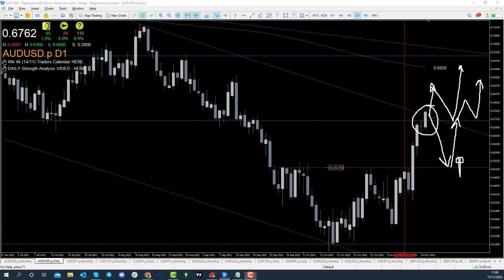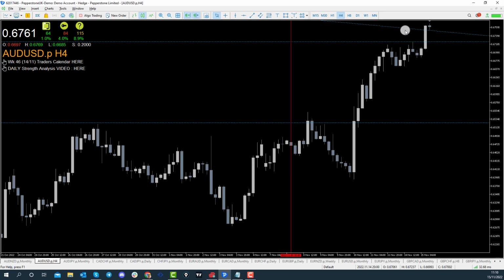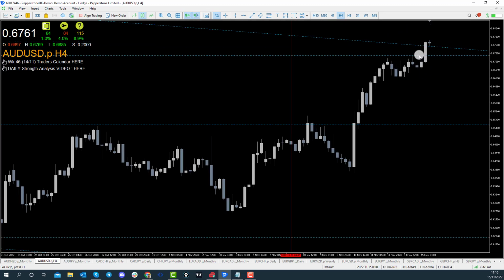So at the moment, as a trend trader, I'll probably be sitting on my hands waiting to see what happens at this point. As a day trader, you may want to look a little bit lower and see what's happening, and you can see that we consolidated at the resistance before pushing through.